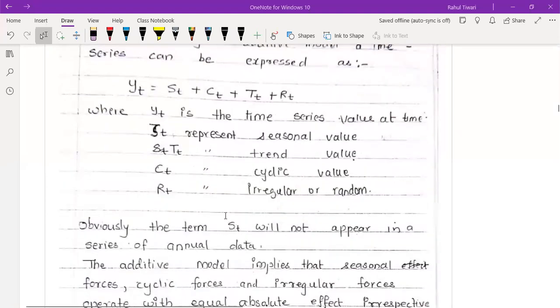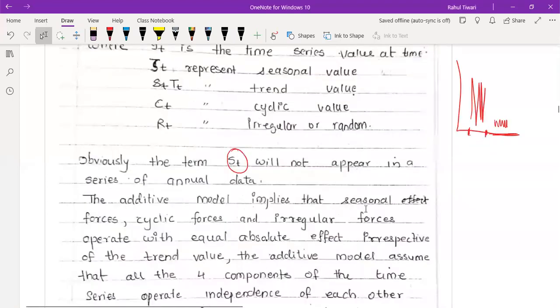Obviously St will not appear in a series of annual data, because it is a very high jump. If you consider seasonal data, like only this month's data, there will be a very high jump between values. Whereas if you consider a normal series like secular or trend, it will be in a very normal range. So that is the difference between these series. Sometimes they ignore the seasonal variation.